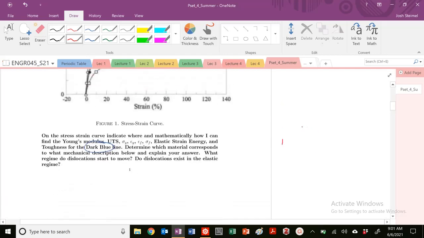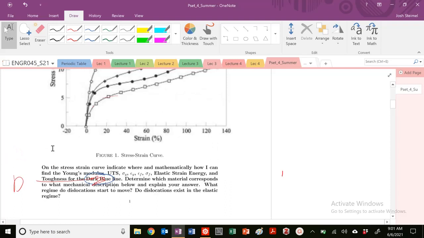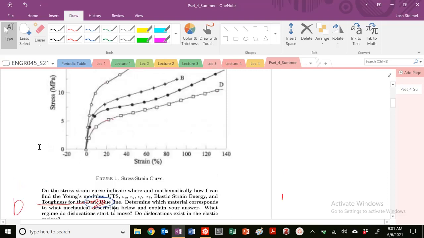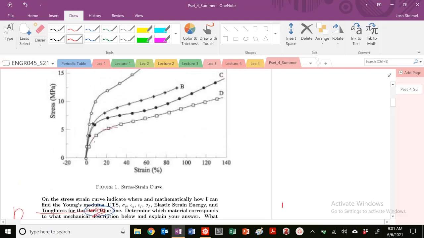So we need to identify on this stress strain curve, and this is not the dark blue line, this is D. Indicate where and mathematically how I can find the Young's modulus, UTS, sigma y, and so on, for our curve D. The strain at failure equals about 130%. Here is pretty much my yield strain, which is 10%.